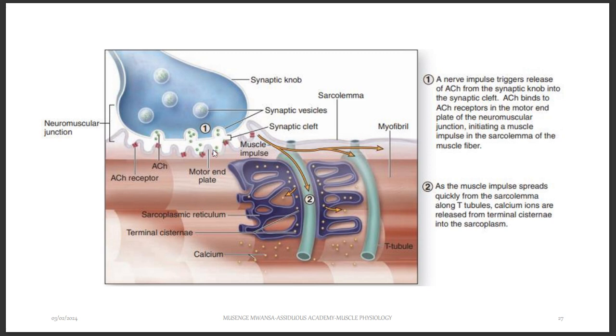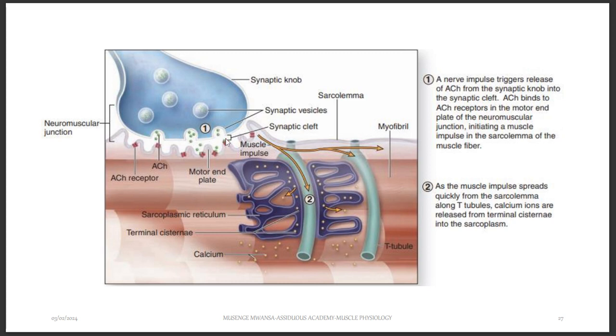So in myasthenia gravis, what happens is that these receptors for acetylcholine are destroyed, and so even if acetylcholine is being released, there is nowhere for it to bind. Because of that, an action potential cannot be generated in the muscle. So there's going to be muscle weakness and those conditions.